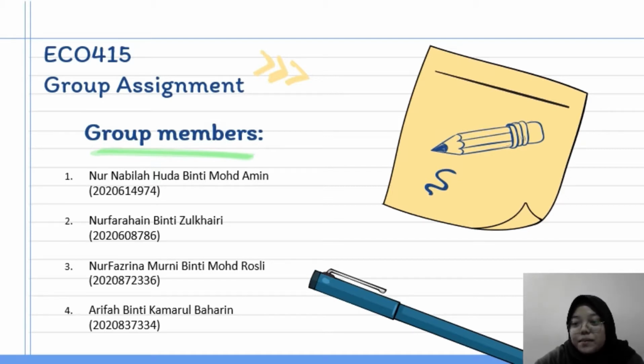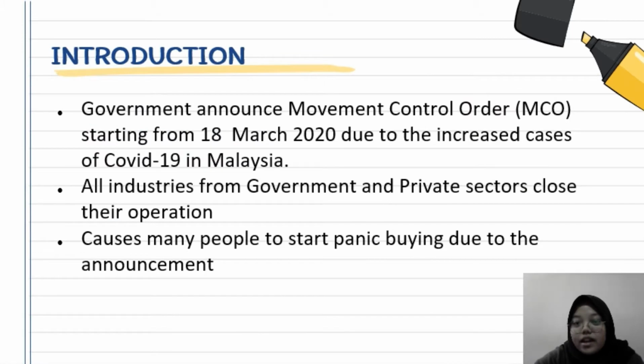Today, me and my group members will present about the effect of market equilibrium during this pandemic COVID-19. On 18 March 2020, the government announced the Movement Control Order (MCO) to all states to prevent the spread of COVID-19 due to the increased cases in Malaysia.